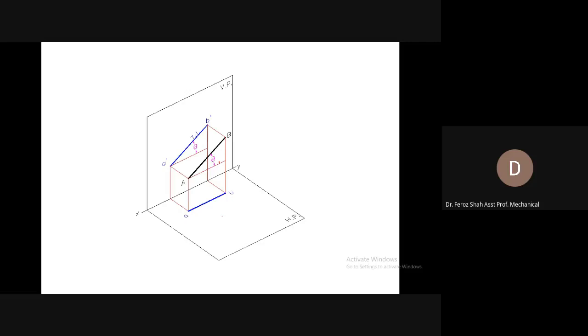Now you can also see that in this case, the line is parallel to the vertical plane. You can judge it from its two ends' distances from the vertical plane. A has this much distance, and similarly B has the same distance from the vertical plane. So the line is parallel to the vertical plane. You can also see the true length on the vertical plane or the true length in the front view.